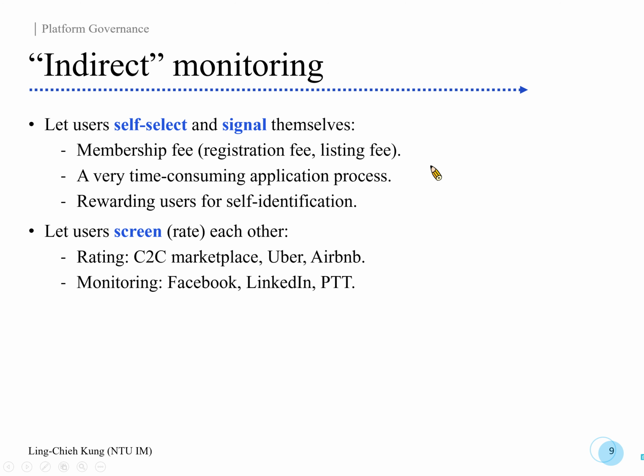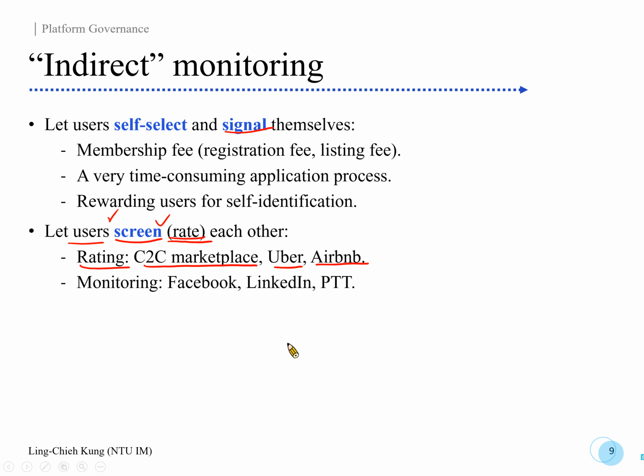So that's one thing. The second thing is that maybe we want to try to do screening, all right? One thing is signaling, one thing is screening. So users may be motivated, or you may allow users to screen each other, or to, for example, rate each other. Rating and reviewing are very popular in many platforms, like all those C2C marketplaces, like all those online shopping malls, like Uber, like Airbnb. All we have are rating systems and review systems.